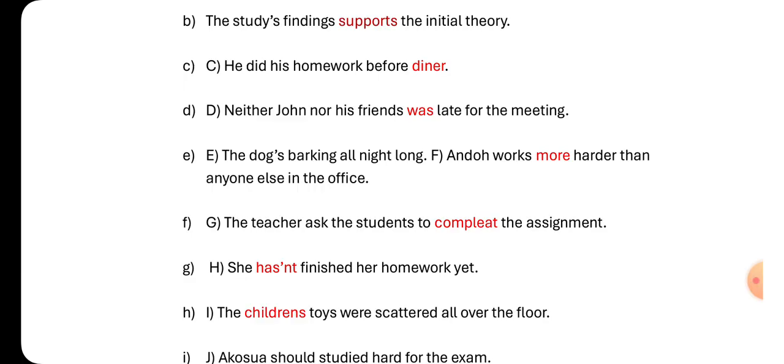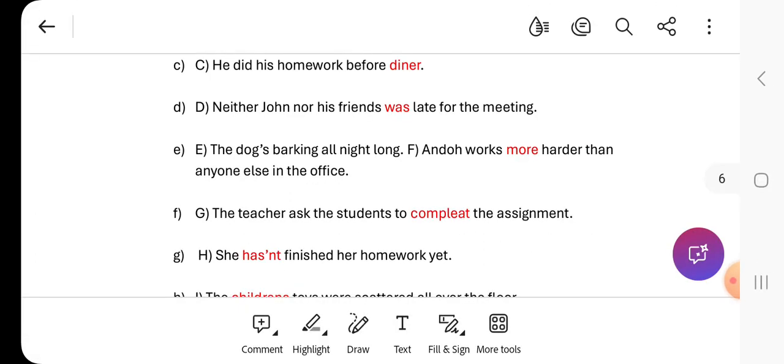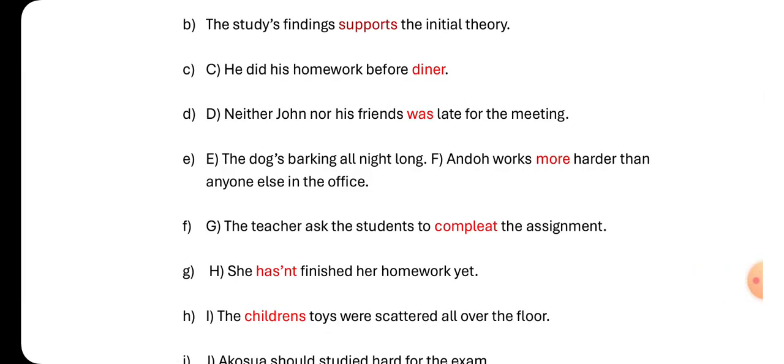So you see, this is a problem of a fragment. This is a fragment because "the dog's barking all night long" is a fragment. So you correct it by saying, "The dog was barking all night long."